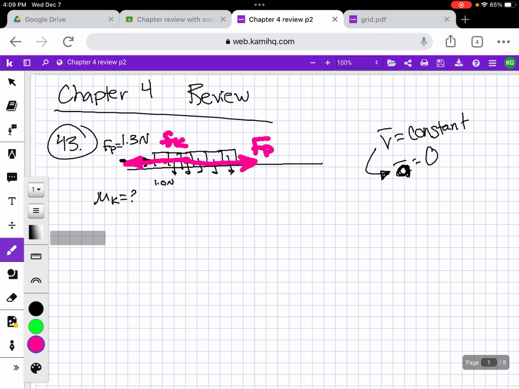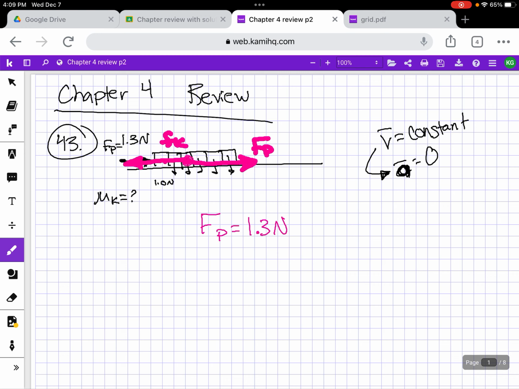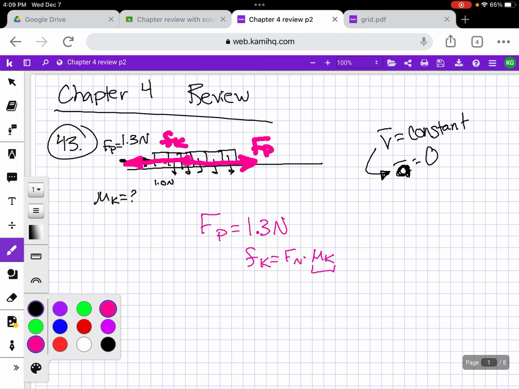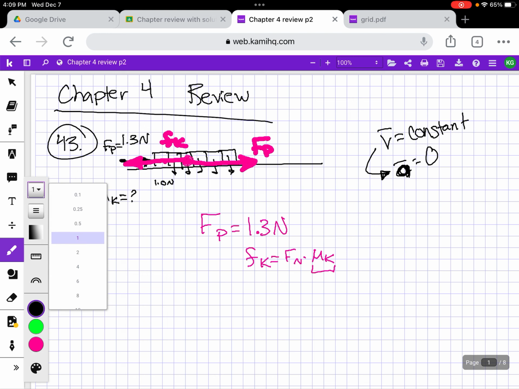Alright, so this situation is what we're going to look at, knowing that the force push is equal to 1.3 newtons, and the kinetic friction is equal to force normal times mu k. We don't know mu k, that's what we're looking for, so I hope you ask yourselves, is there a way to find force normal? Because there are a few other forces. I'm going to make this a little less thick, that was a little excessive.